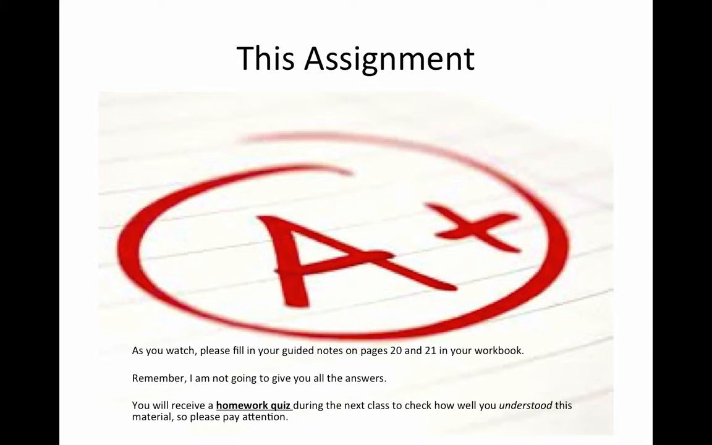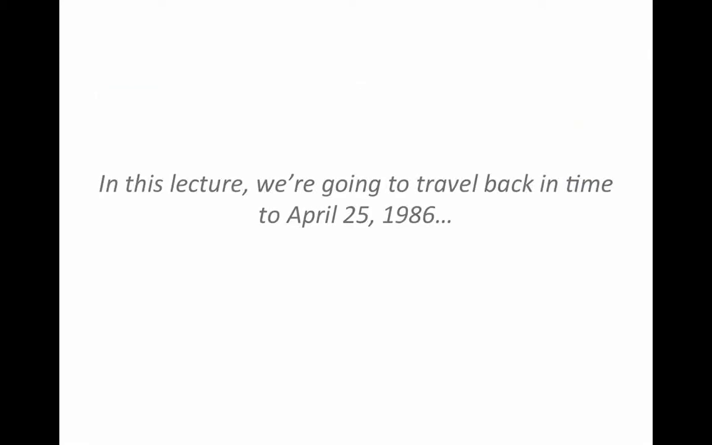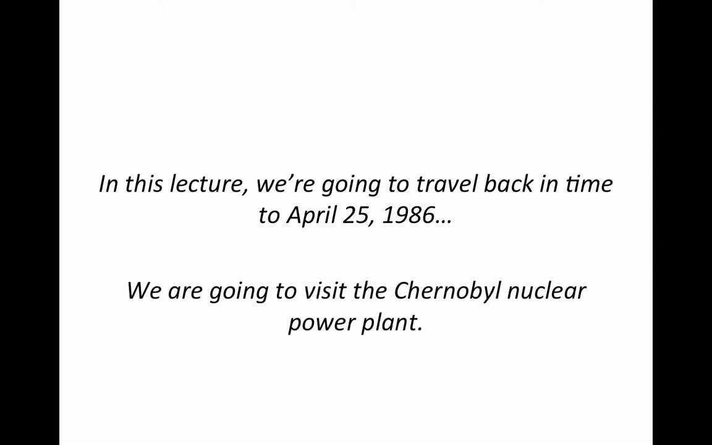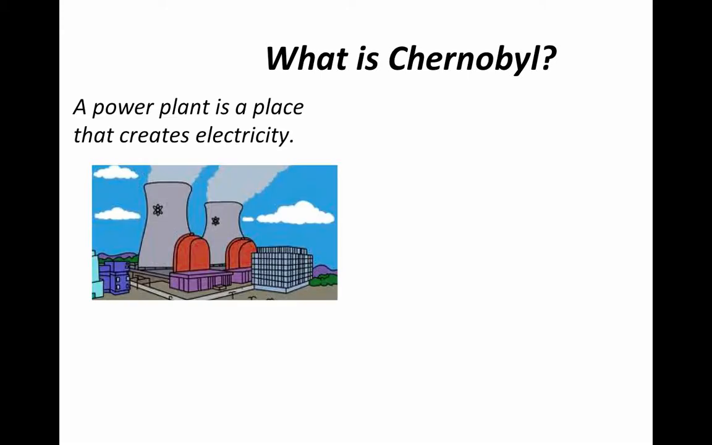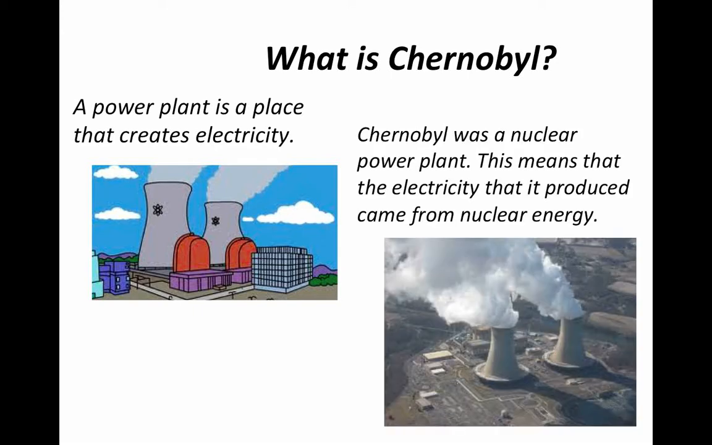please pay attention. In this lecture, we're going to travel back in time to April 25, 1986. We're going to visit the Chernobyl nuclear power plant. So what is Chernobyl? As you learned in a previous lecture on nuclear energy, a power plant is a place that creates electricity. All of our electricity comes from power plants. Chernobyl was a nuclear power plant. This means that the electricity that it produced came from nuclear energy.